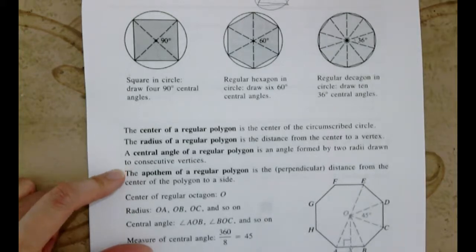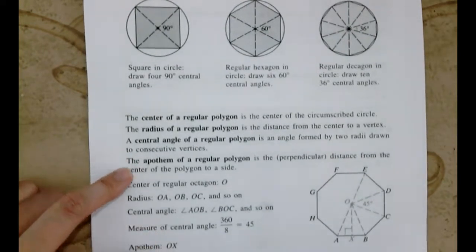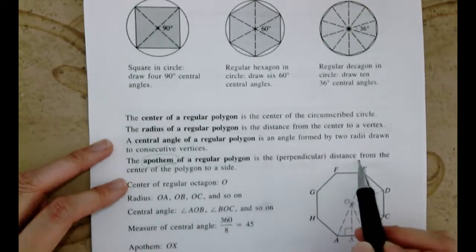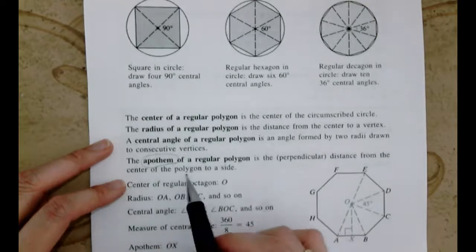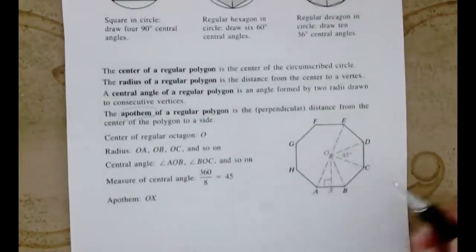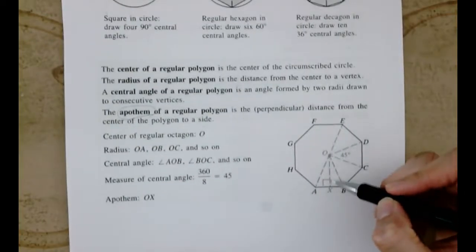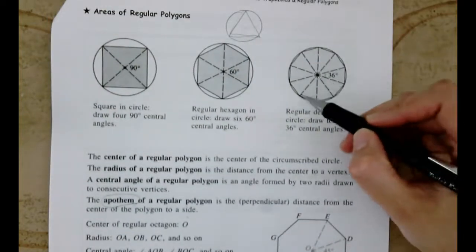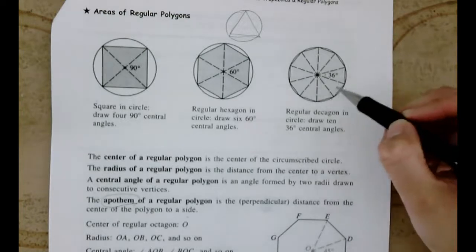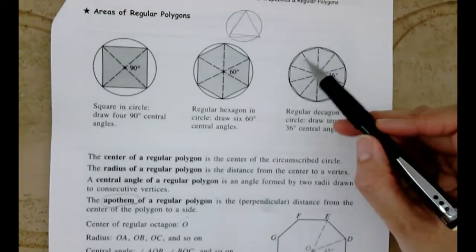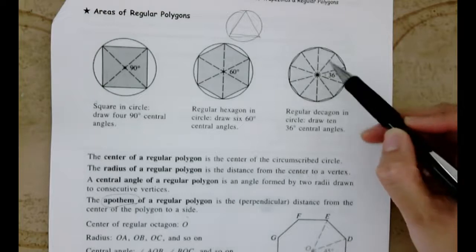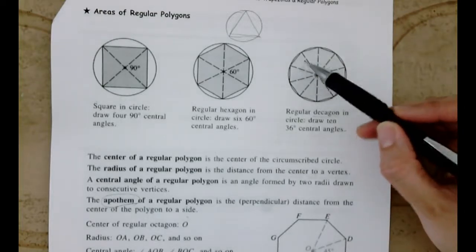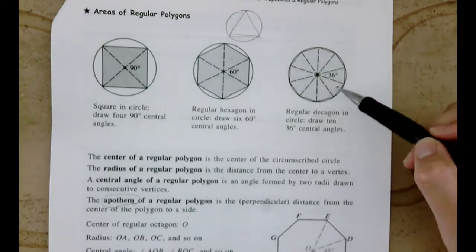Drawn to 2 consecutive vertices. The apothem, that's a new word here, of a regular polygon is the perpendicular distance from the center of the polygon to a side. So here's a picture right here. This is the apothem. Think of it as, with any polygon you can make isosceles triangles, by the number of sides. So this one is 1, 2, 3, 4, 5, 6, 7, 8, 9, 10. It's a decagon, right? So you get 10 congruent isosceles triangles.